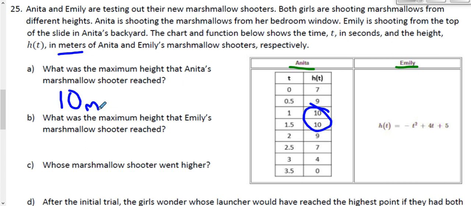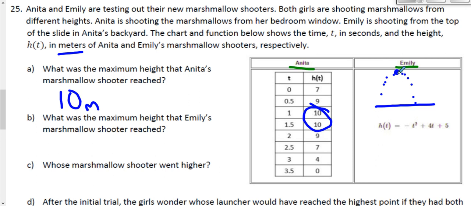And part B asks for the maximum height that Emily's marshmallow shooter reached. Now, what we're looking for here, let me draw a little picture. Here's the marshmallow starting at a certain height. It flies through the air, turns around, and then starts going back to the ground. So we're looking for this point, which is the vertex. Now, Anita's was given to us in the table, but Emily has not given us the vertex of her function. She's only given us the equation.